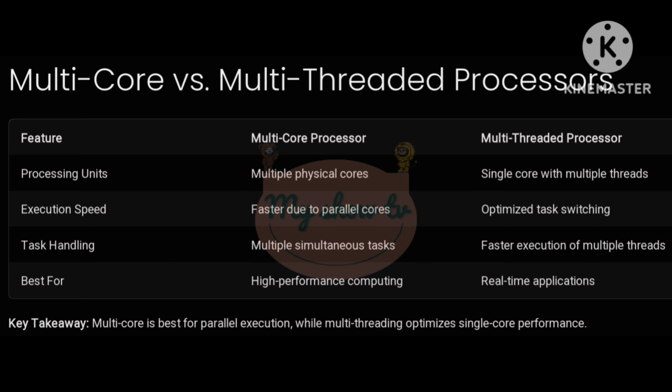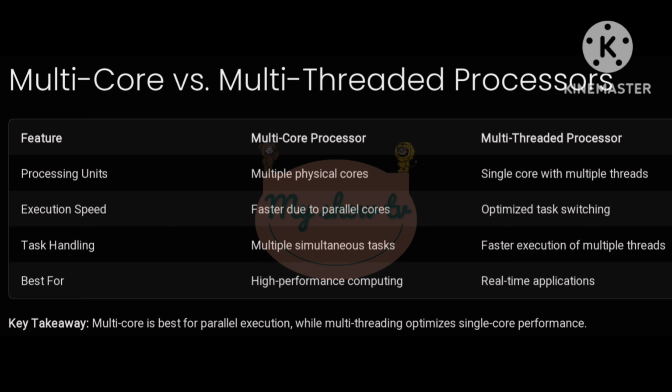Explanation of key differences. 1. Processing units. A multi-core processor has two or more independent cores that process instructions in parallel. A multi-threaded processor has a single core that executes multiple threads by rapidly switching between them. 2. Execution speed. Multi-core processors increase speed by running multiple tasks simultaneously. Multi-threading improves speed by optimizing task switching within a single core, reducing idle time.